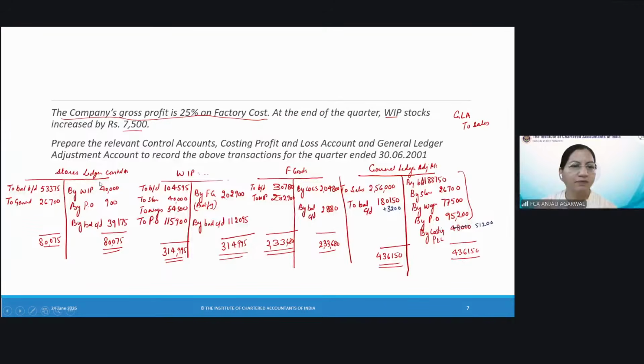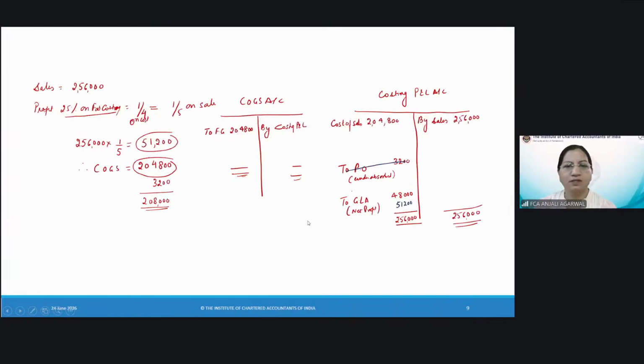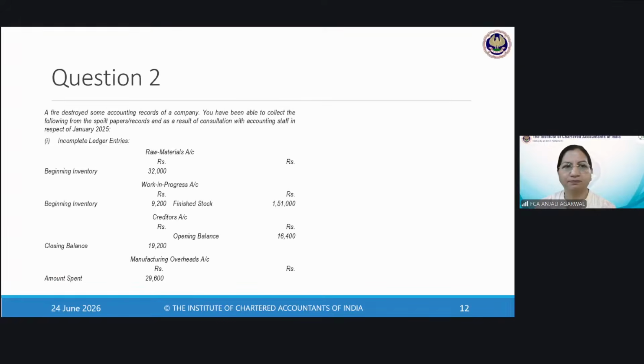Another thing, supposing the closing balance of stores was given as 38,000. Our balancing figure is 39,175. But if this information is given to you as 38,000, then there is missing or hidden information: 1,175, what happened to that material? You may assume it to be abnormal loss and you can charge it to the costing P&L. Okay. So I hope this is clear. This is how you will manage the integrated and non-integrated accounts.